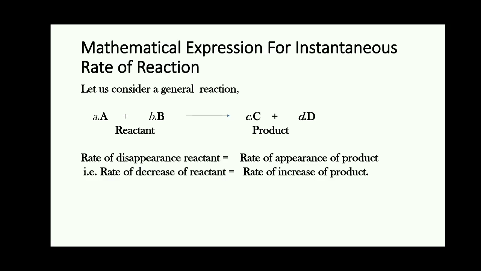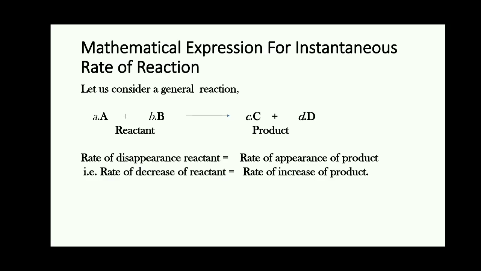Now if we talk about reactants, A reactant will not decrease alone. The reactant A will react with the reactant B to form the products C and D. That means the rate at which A decreases, reactant B will also decrease at the same rate, because A and B react to give us C and D.